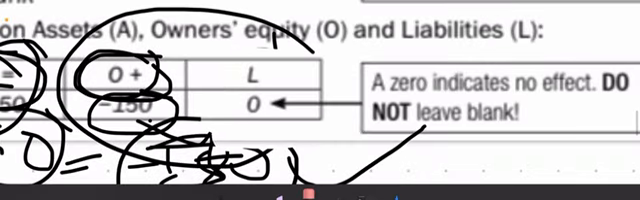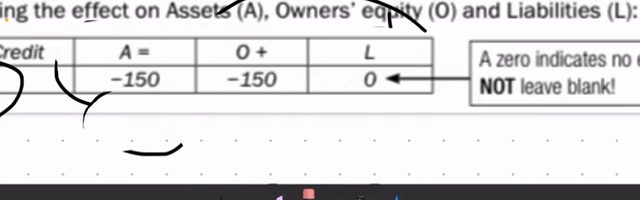And there they're making a note, a 0 indicates no effect, do not leave blank. So it's important to show this 0 over here, because it shows that the transaction does not affect the liabilities. If you leave it blank, you're not gonna get the mark. You're probably not going to get 100% of the marks, probably about 70%, because you left that out. So you need to show for each and every transaction where a certain section is not affected, you put a 0 to show that there is no effect whatsoever.